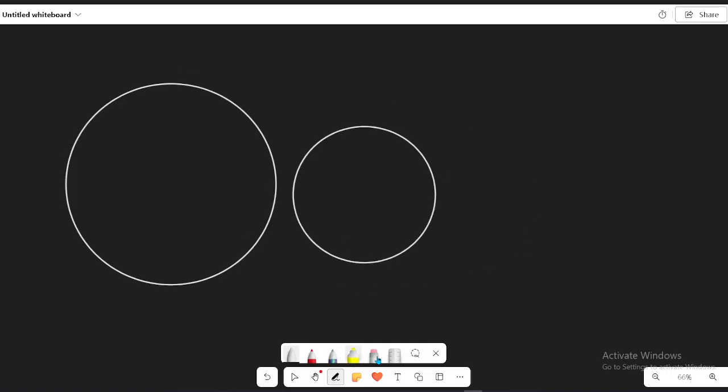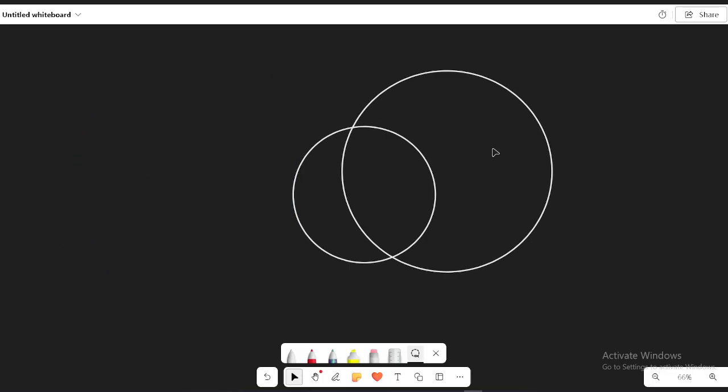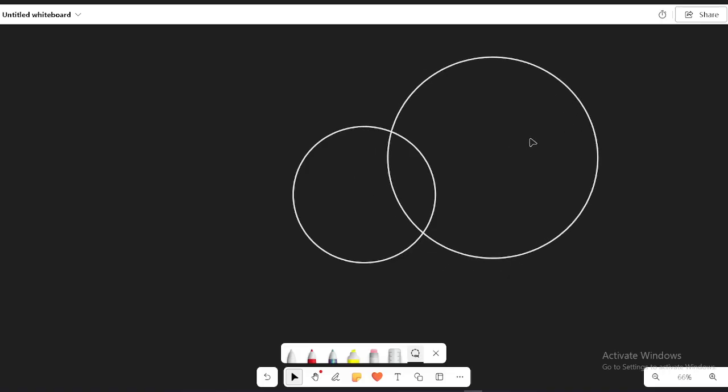Right. So firstly, I need to draw a circle. Let's draw a circle. Let's draw another circle right here. Two circles. I have to select this circle. There you go. This circle is right here.